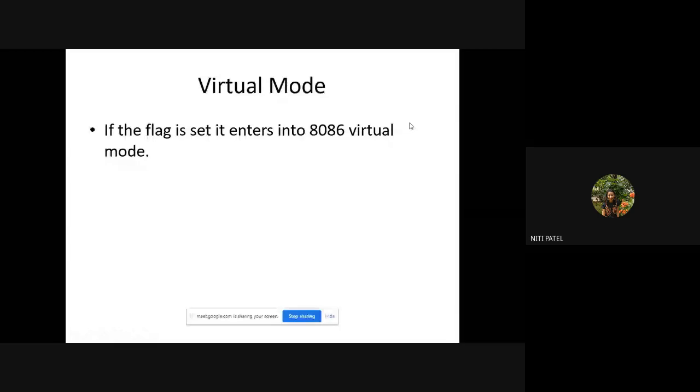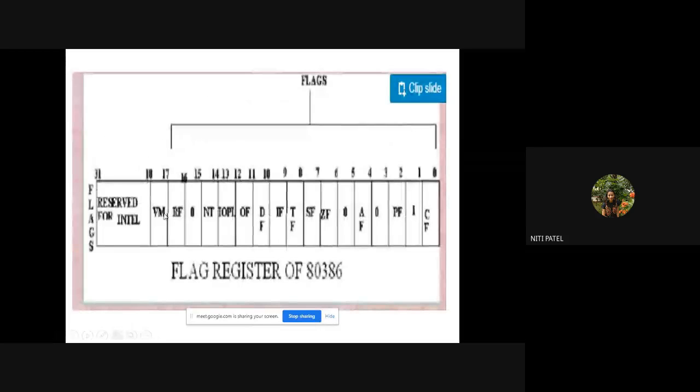So if it is set to 1, you have to assume that the processor inside your system is going to behave as an 8086, and everything will be of different names, which will make your system much slower compared to 8086. Okay, is this clear?